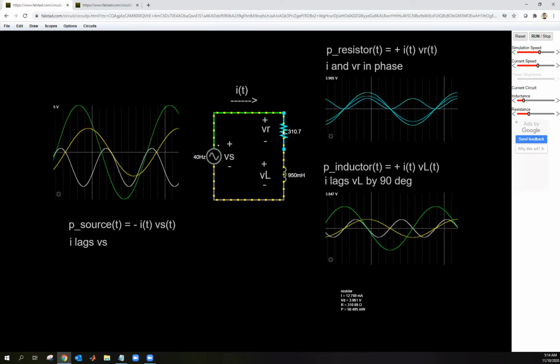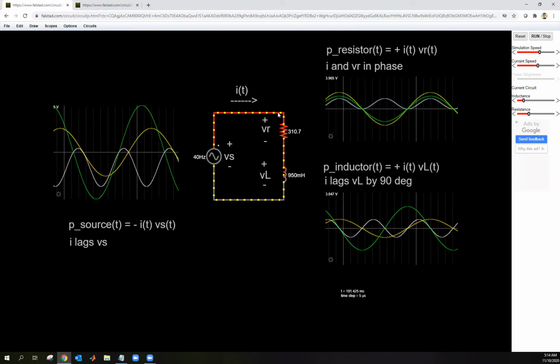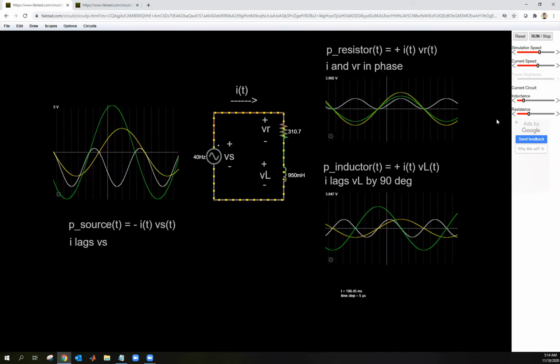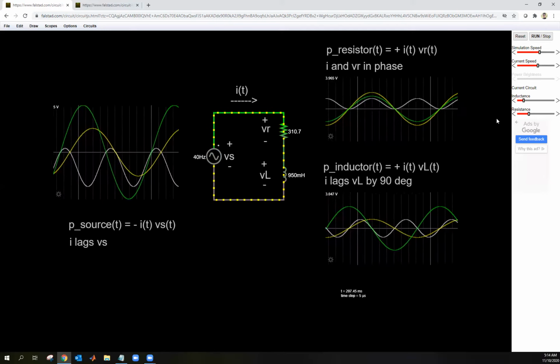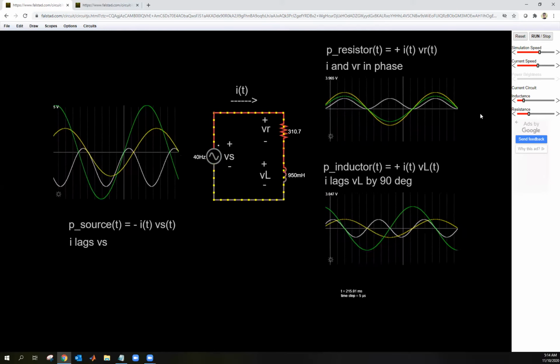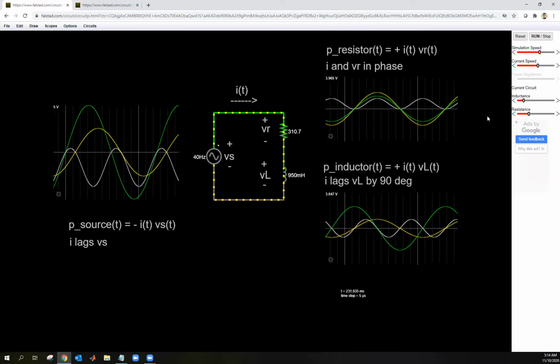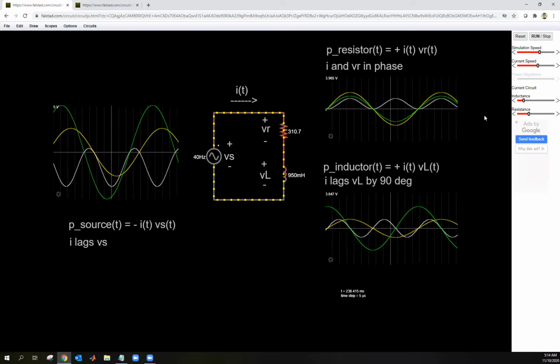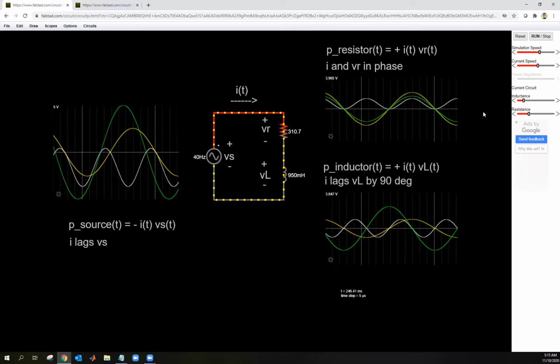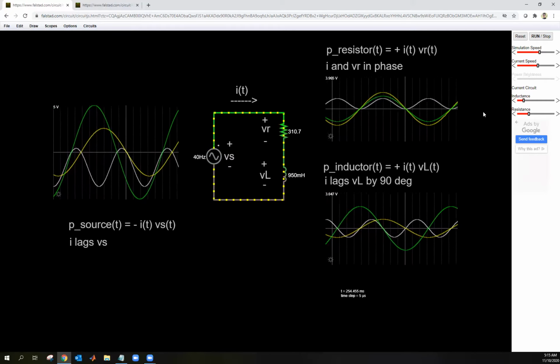That's easy. The voltage VR and the current I are in phase. Notice the green and yellow line. They're in phase, and look at the instantaneous power. As predicted, the instantaneous power is always positive. It's oscillating, but it's always positive, and it's oscillating at 2 times the frequency of the current or voltage, okay?